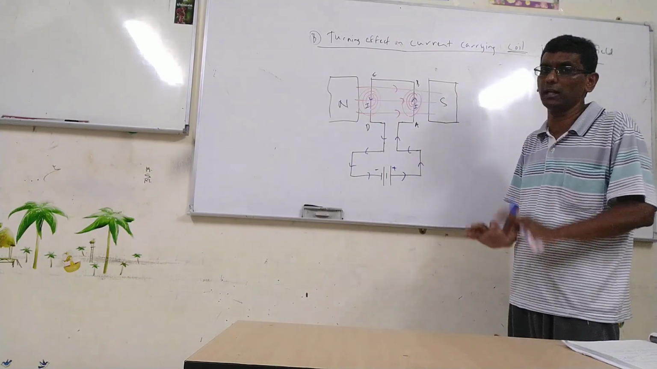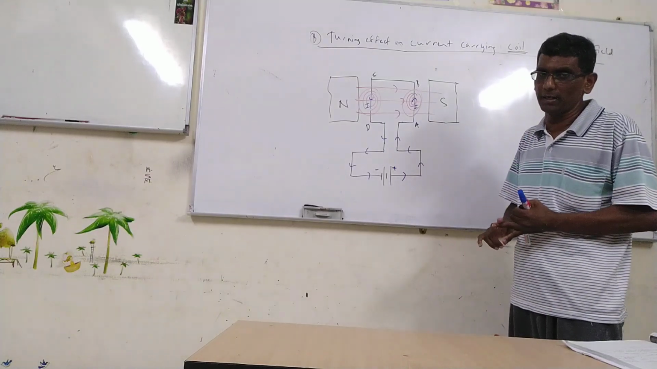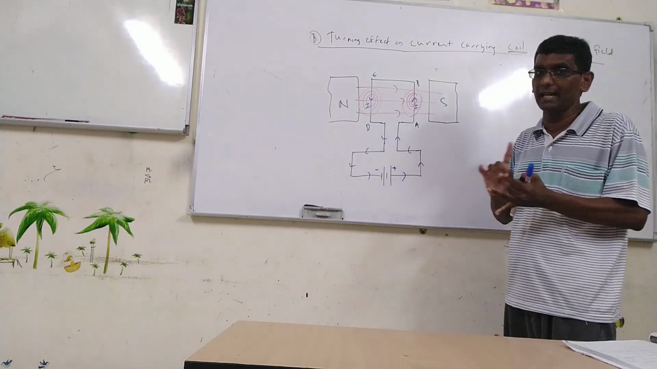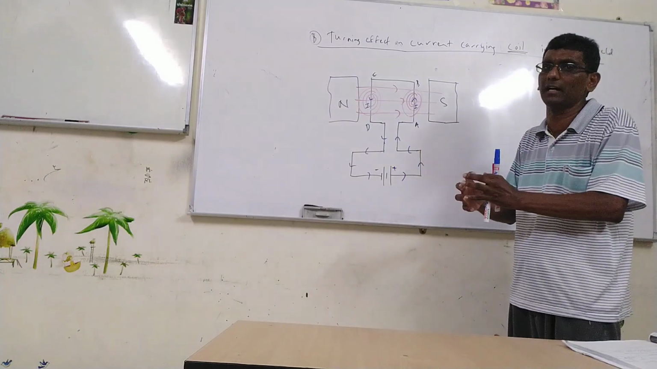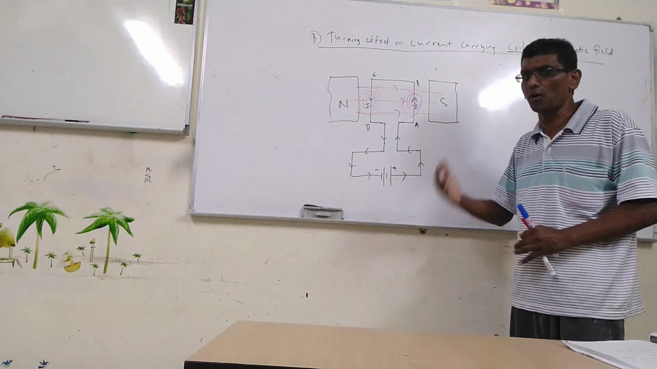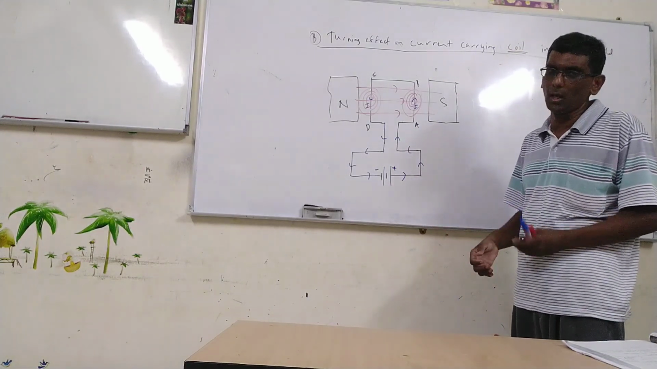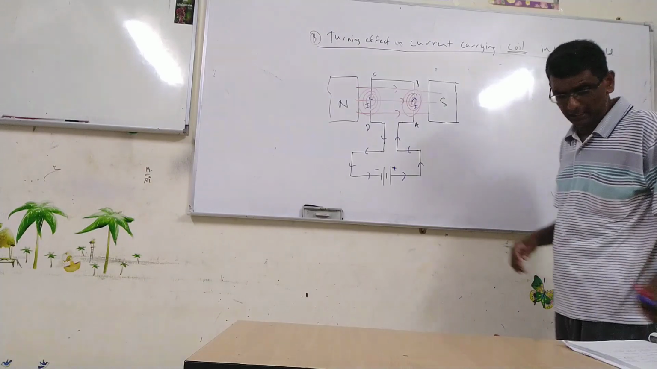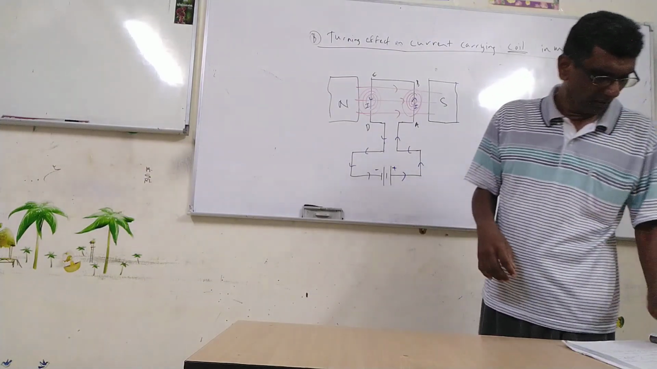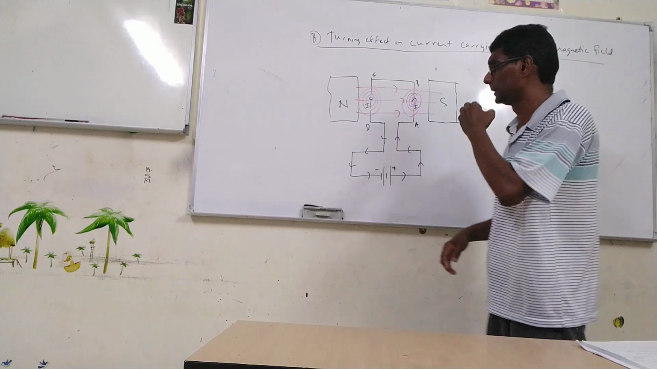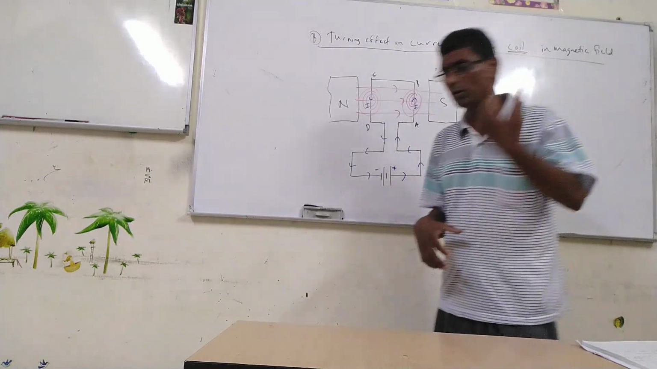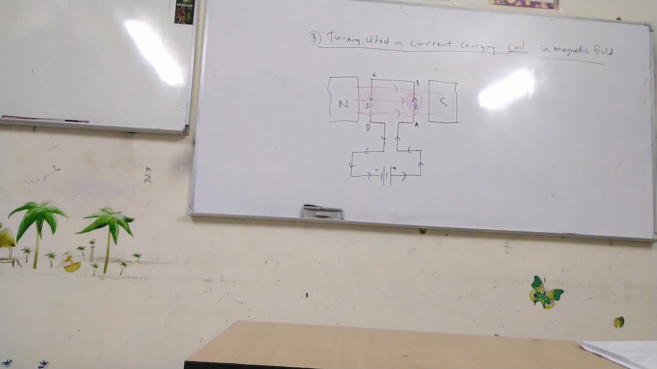There are two magnetic fields only: the permanent magnetic field and the electromagnetic field. The permanent magnetic field and the electromagnetic field combined together produce force. As a result of the force, motion is produced. And we are going to learn about how the force is produced now.